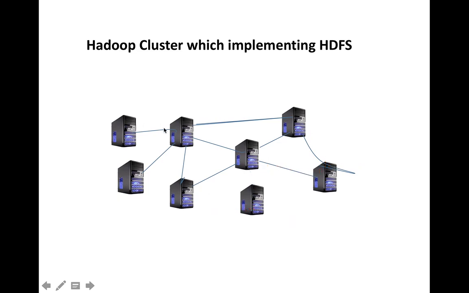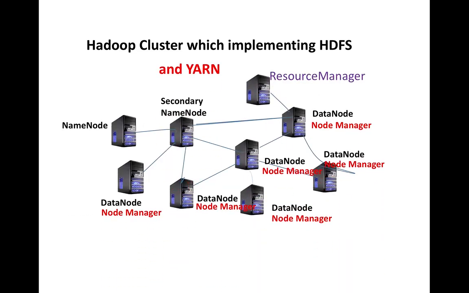Generally, we also have a resource manager. So the resource manager, secondary name node, and name node, these three we can treat as master nodes. The other nodes are just worker nodes, also called slave nodes. In this kind of structure, in fact, the resource manager, secondary name node, and name node could be run on one machine.